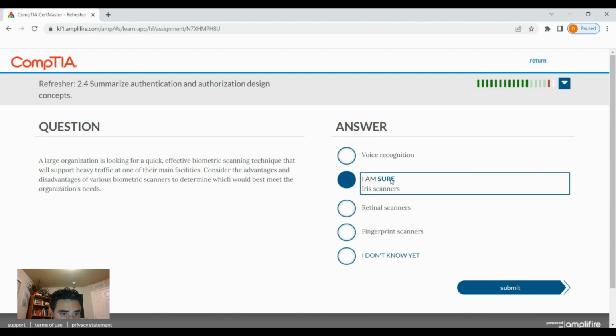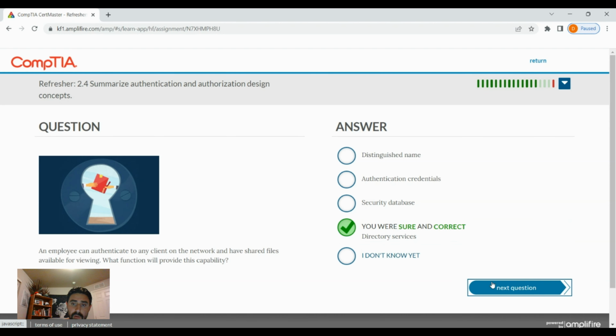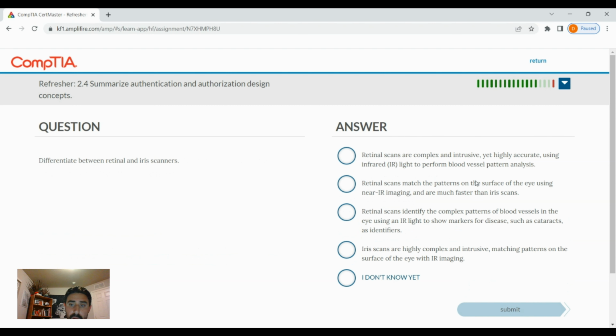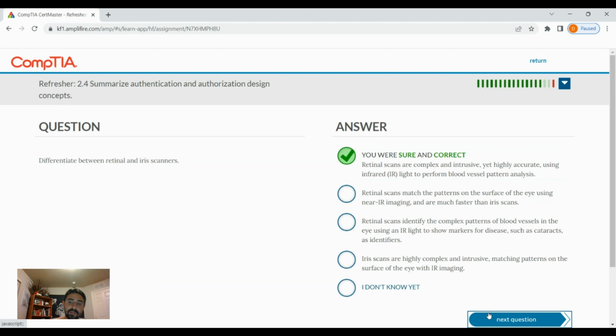Okay, here. Reading biometric, heavy traffic, iris scanner, because it's accurate even with heavy traffic. An employee can authenticate to any client on the network and have shared files available for viewing. What function will provide this capability? Directory services. The difference between a retinal and iris scan? Well, the retinal scan is complex and intrusive, very highly accurate, and it does use infrared light to perform blood vessel pattern analysis.